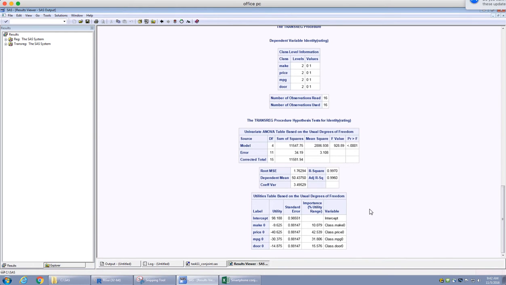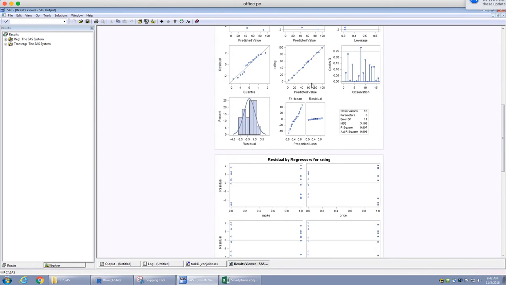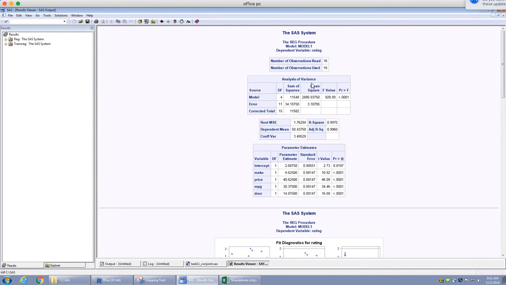This is the result for TRANSREG, and the previous result is for SAS regression. Let's look at the parameter estimates. The other outputs besides the parameter estimates we're not really interested in, because in conjoint analysis it's a little bit meaningless to look at the other parameters or the analysis of variance. Even the intercept has no particular meaning in conjoint analysis. So we're going to look at the estimate for each variable, which is this part right here.